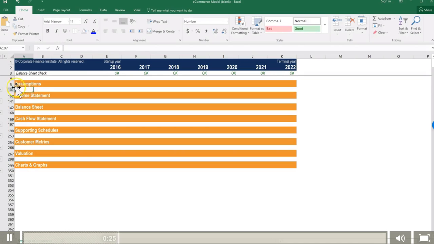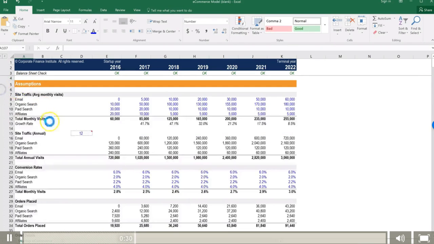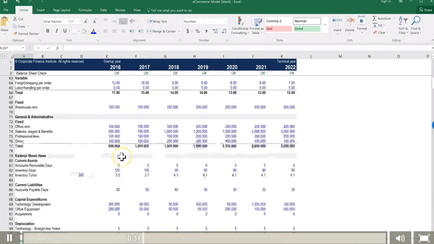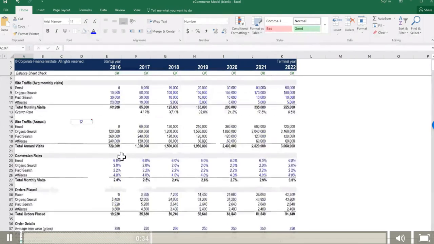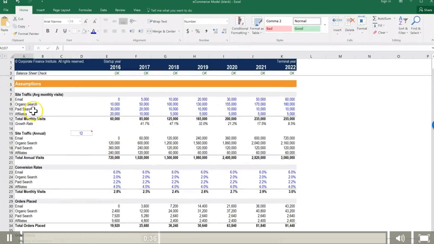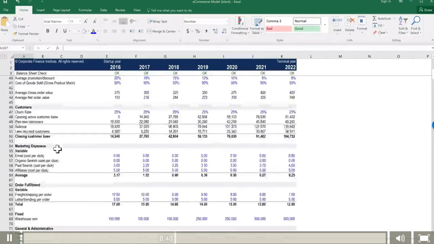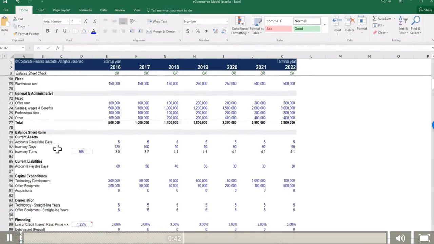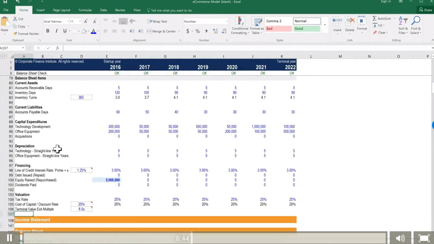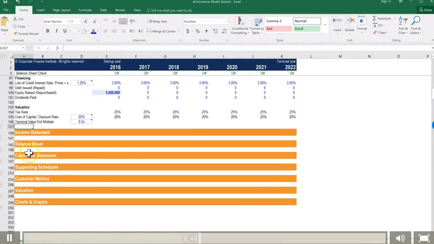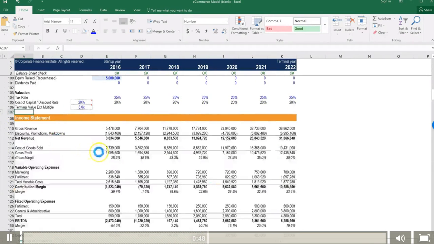The assumptions section up top is the only part of the model that has actual hard-coded inputs. I'm going to quickly scroll through these. These are all the assumptions we need to make to build the model. Things like site traffic, conversion rates, and order details, as well as some balance sheet and income statement items. Everything else in the model below that is only a formula.